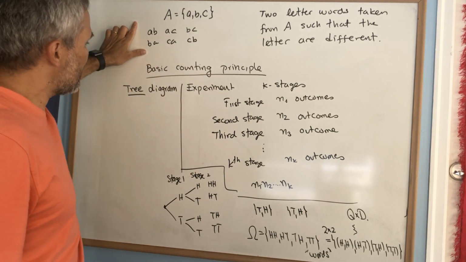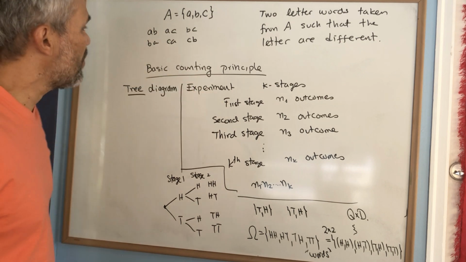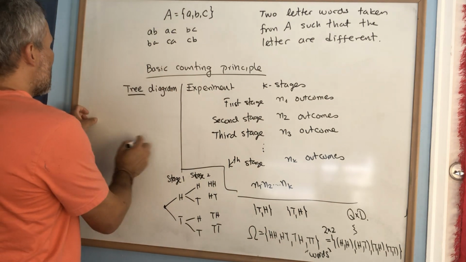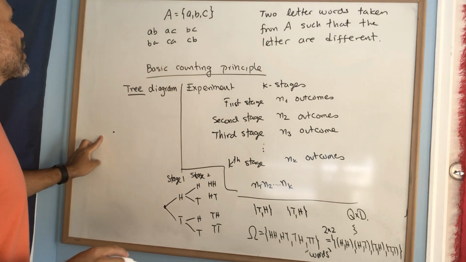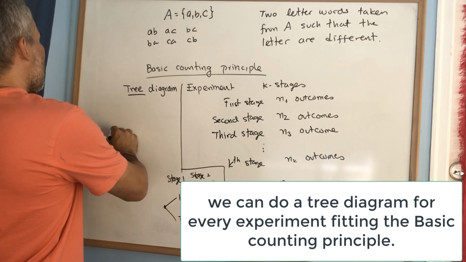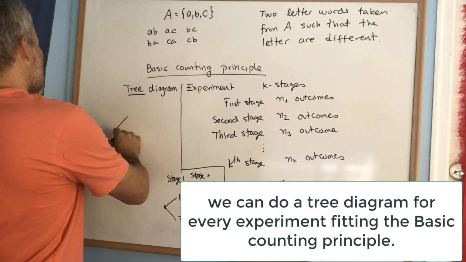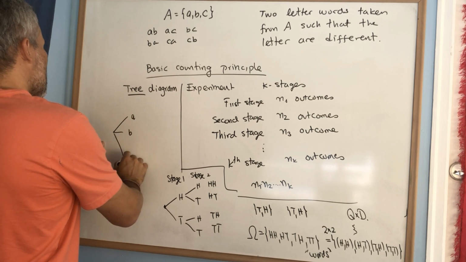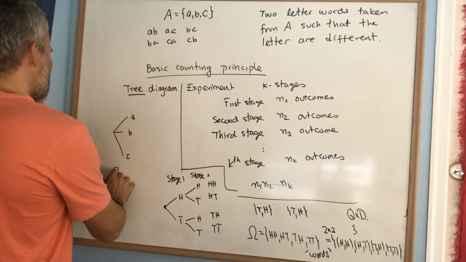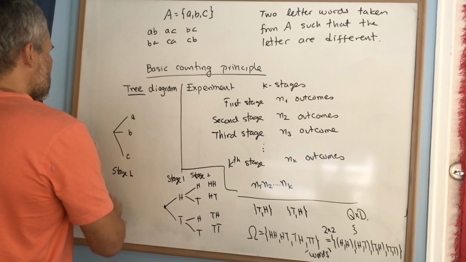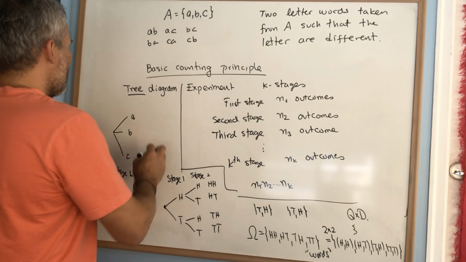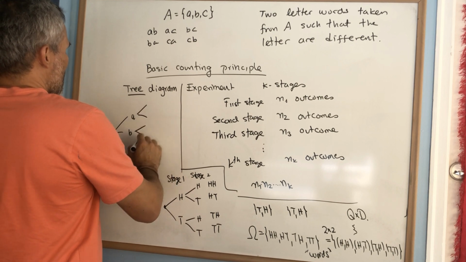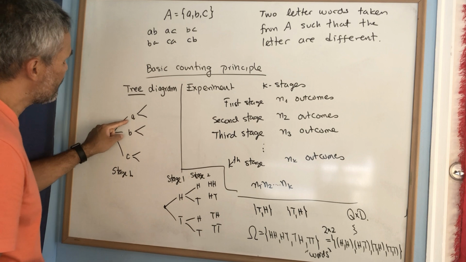We can model this experiment using the basic counting principle. We can divide this into stages. Let me do a tree diagram. In the first stage, we're going to select the first letter. And for the first letter, we can select either A, B, or C, and we're going to call this stage 1. For the second stage, we know that we only have 2 possibilities.